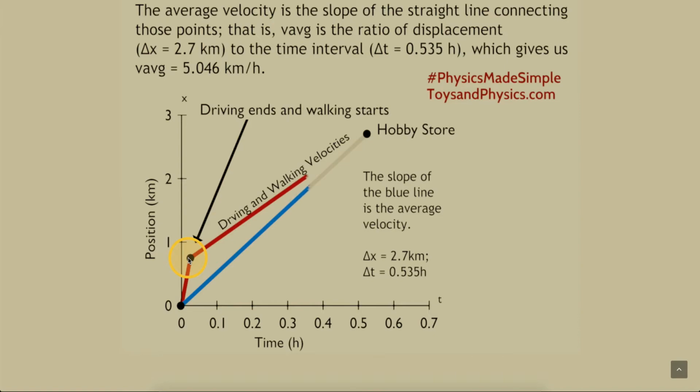Then the battery goes off and you have to walk, right? That's why it says driving and walking velocities. You have to walk until the hobby store. So at that point, you can see how this line here is longer on its x-axis because it takes more time. That's 30 minutes, half of an hour, for you to get to the hobby store. And also your speed goes down.